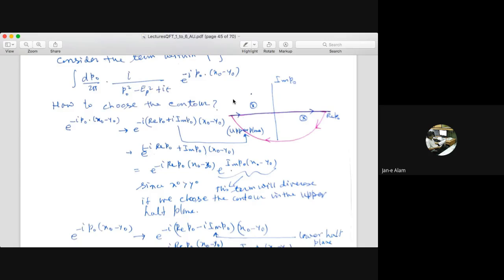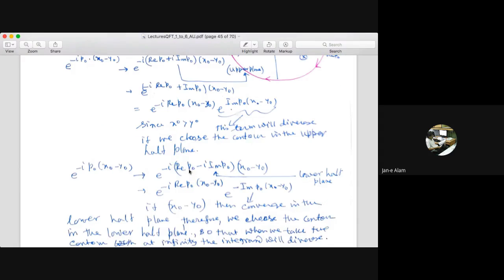But that's what I don't want. I want my integrand to vanish in all other parts of the contour except the real axis, because that is the integration I want to perform. But if I choose the contour in the lower half plane, then p0 will be real p0 minus i imaginary p0. If you do that, then the imaginary part comes as imaginary p0 times (x naught minus y naught). This quantity is positive, and this imaginary p0 is coming with a negative sign. So if I choose the contour in the lower half plane, then the integrand will vanish on it. So that is the contour which I should choose.